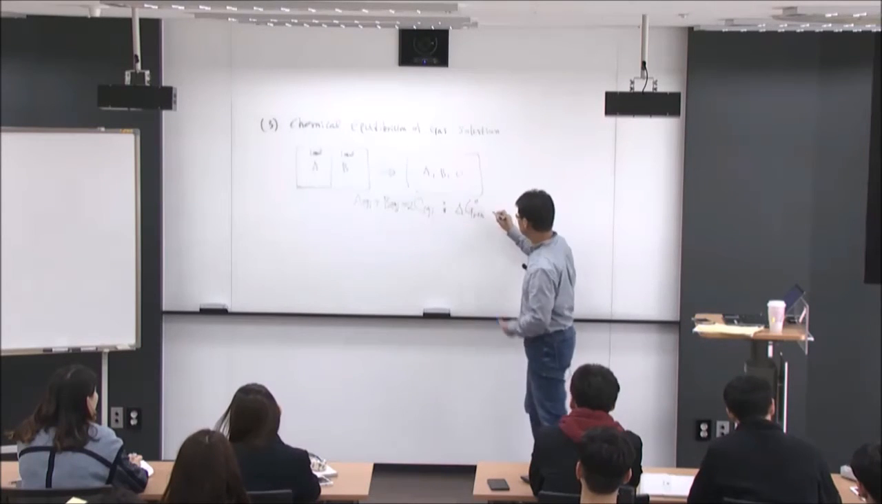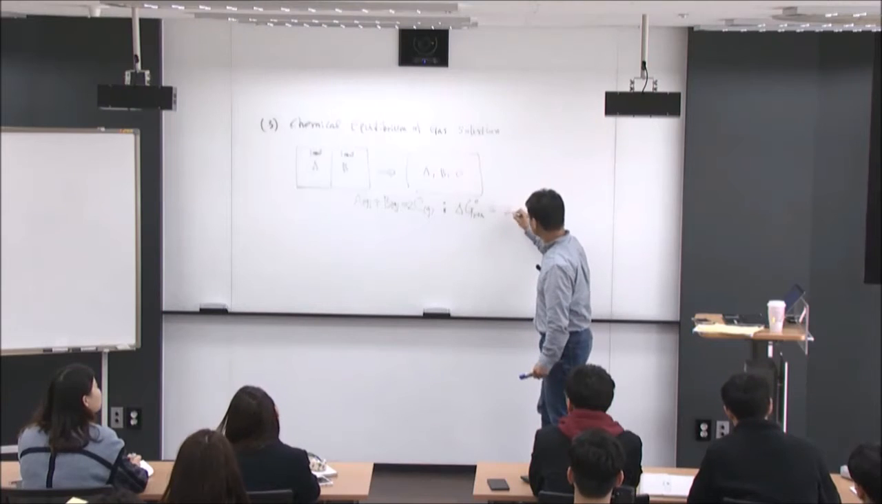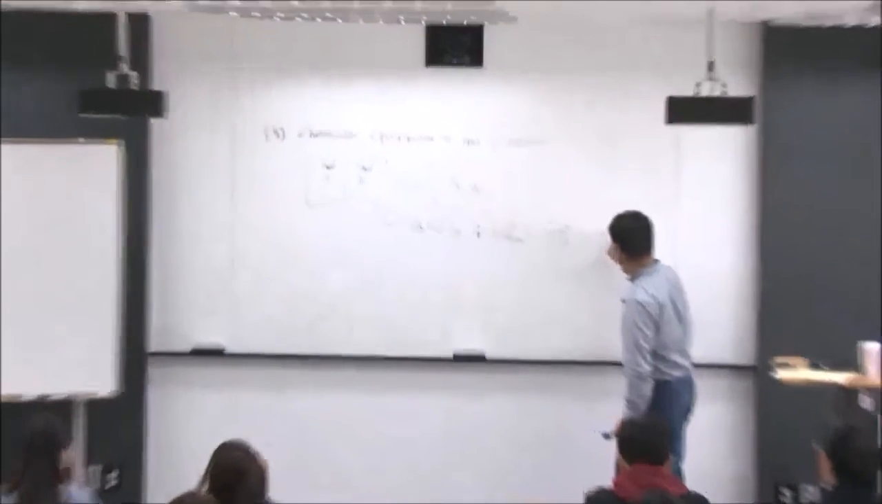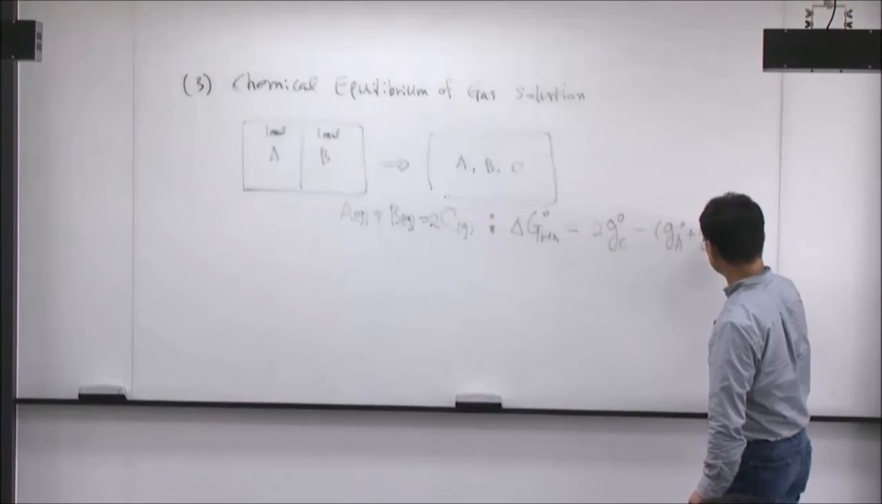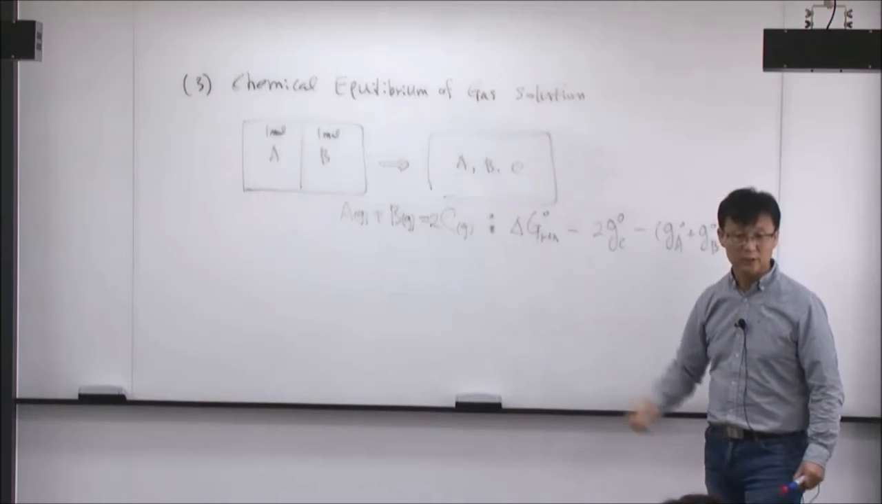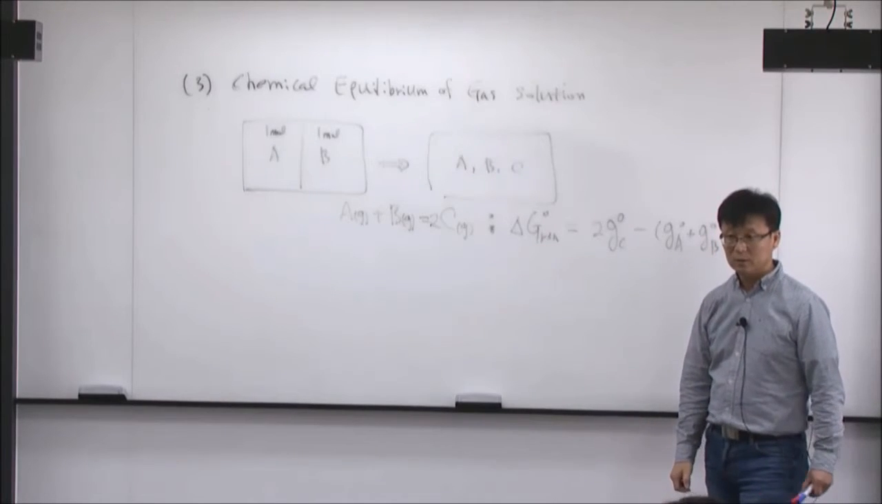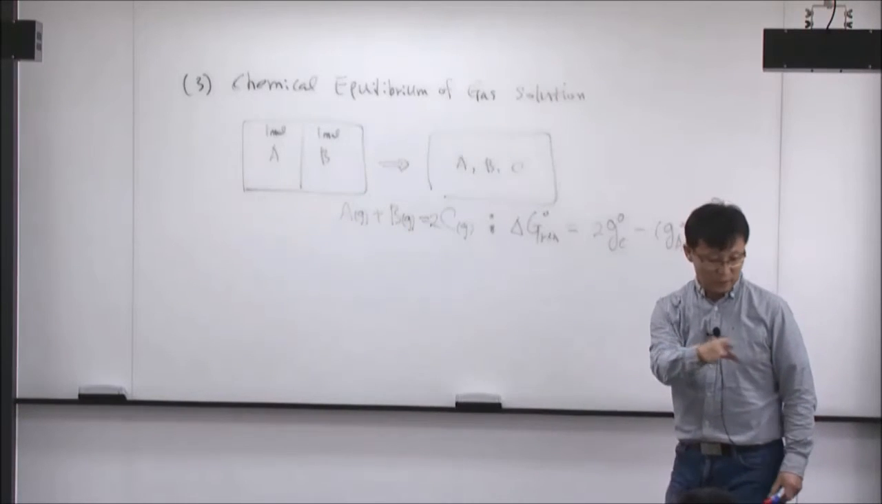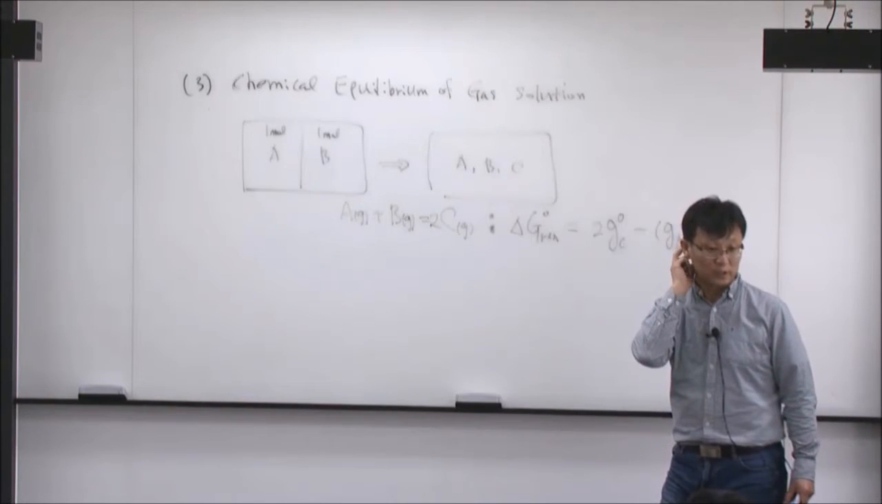So delta G naught here means basically 2 moles of Gibbs energy of C phase minus Gibbs energy of A plus Gibbs energy of the B. This is what it means, delta G naught. Okay? So one of your homework is the handwriting homework for the barium oxide.